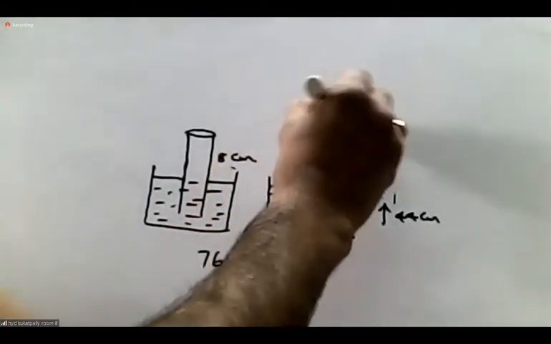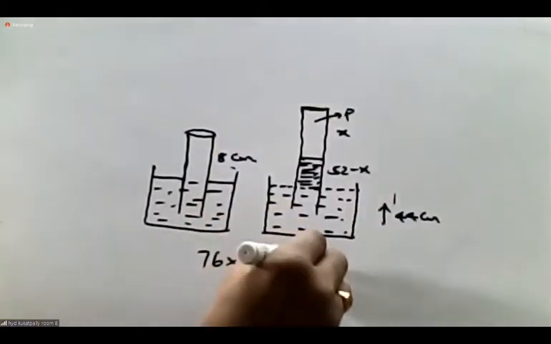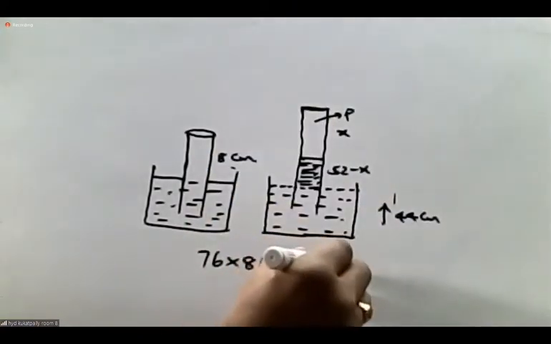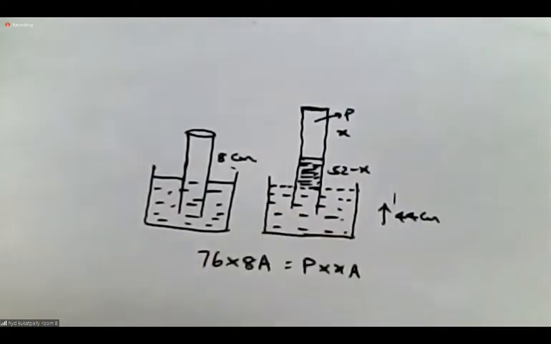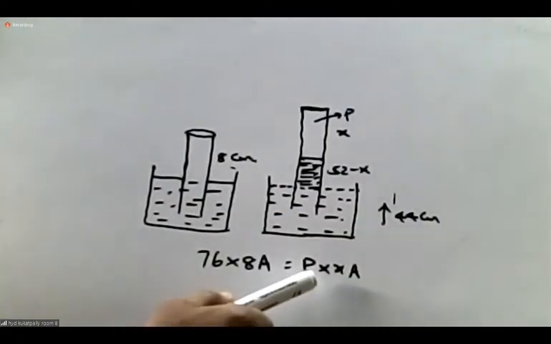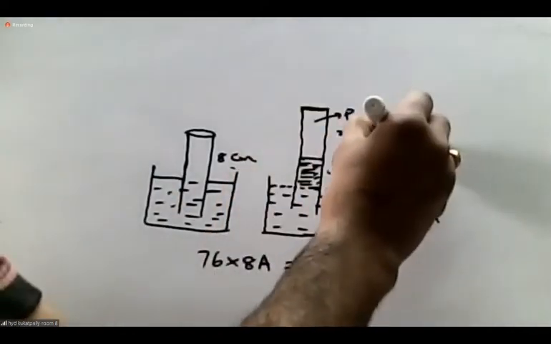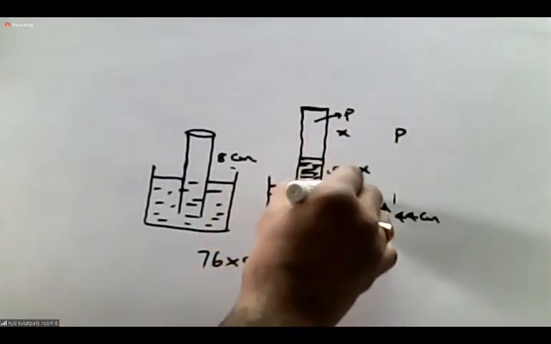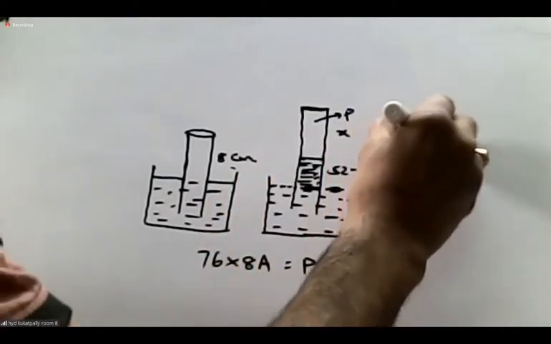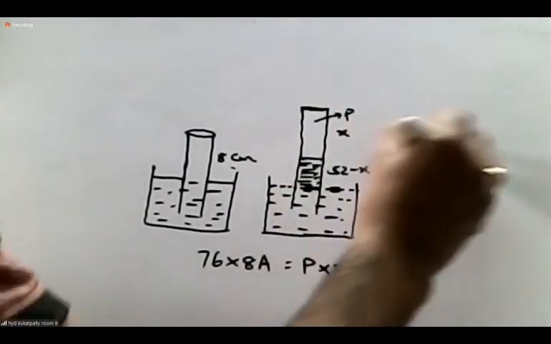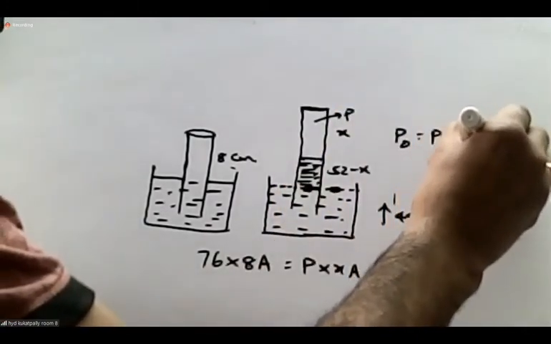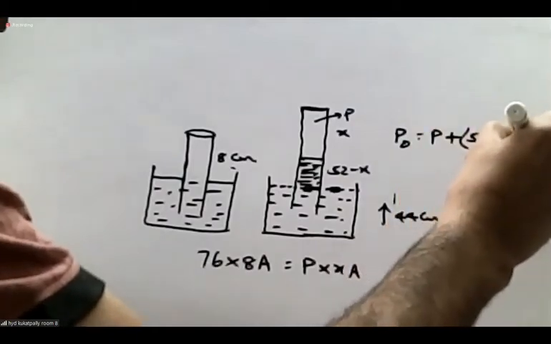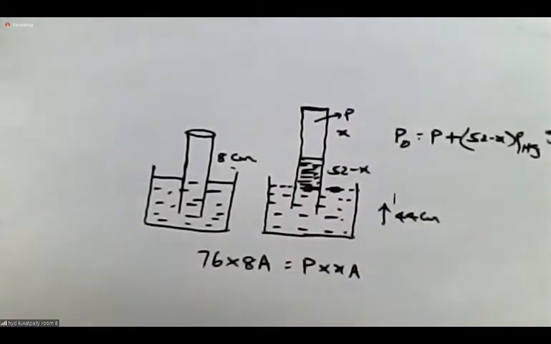Then the pressure of the air here is P, reduced. So P into X into area you have to write. This P you have to write in terms of the height of the mercury. If pressure here is P, the pressure here and here is P naught only. So P naught is equal to P plus the height 52 minus X into rho mercury into g, I can write.